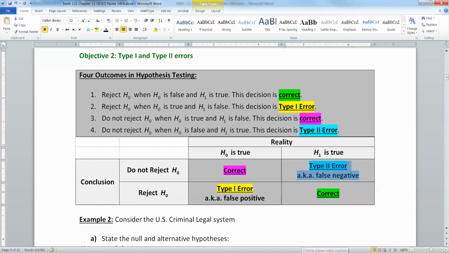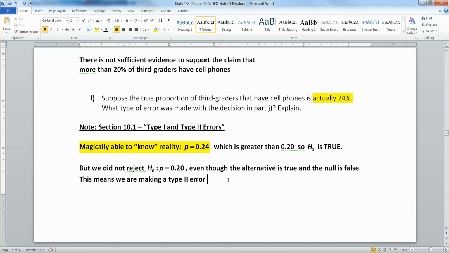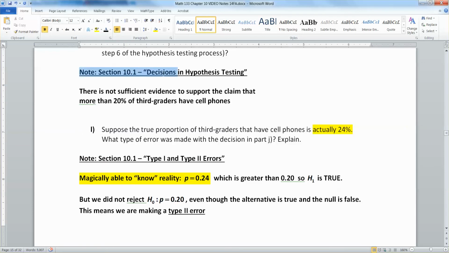So I'm going to go type that up one second. All right, so let me see what we said. So remember, by the way, that this past one was the decisions and hypothesis testing box that you want to look for in 10.1. And then this bit is talking about type 1 and type 2 errors. There's about 3 pages on that. So suppose you're magically able to know, quote unquote, reality, which is that it's actually 0.24, but that's greater than 0.20. So H1 is really true, right?